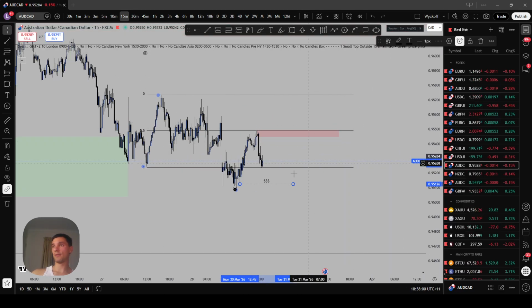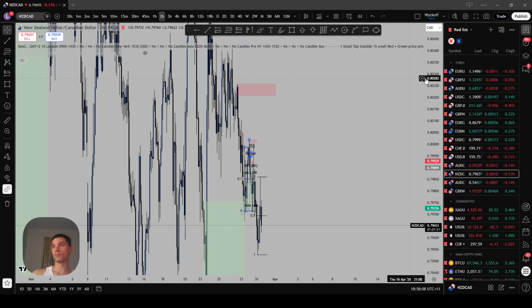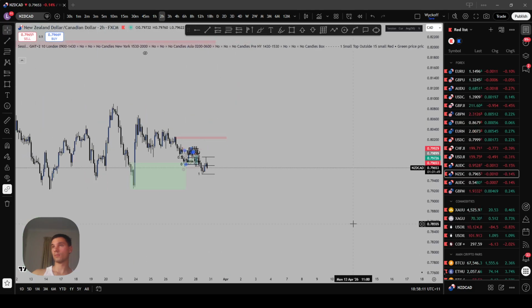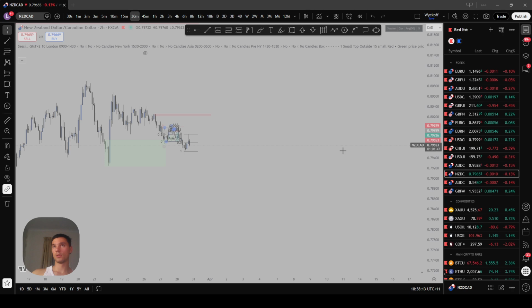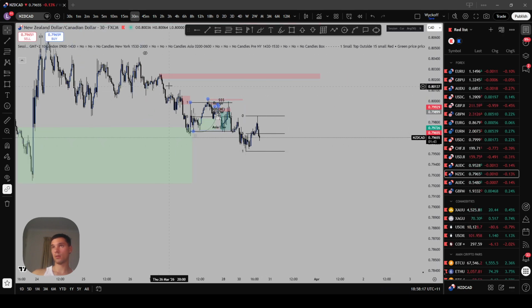So yeah, that is that for AUD against the Canadian dollar. And this was obviously the NZCAD short, which we took earlier.